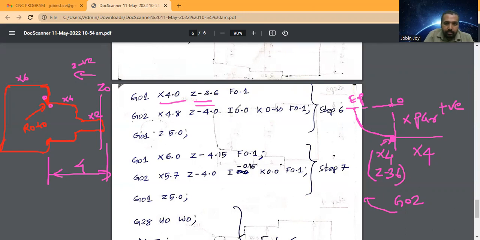Yeah, here this is wrong. This is I 0.40, and K is 0.0. So please correct it: I 0.40 and K is 0.0.